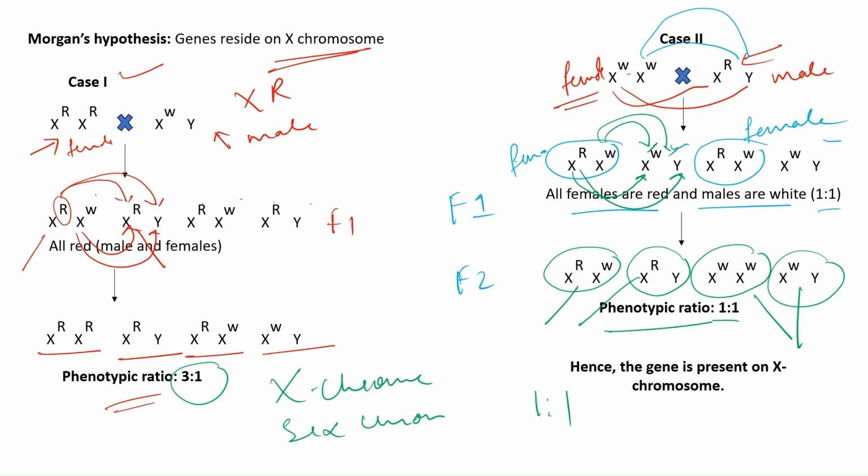Now how can we say it is the X chromosome and not the Y chromosome? If the character is getting transferred from mother to son, then it has to be on the X chromosome, because mother means female, and females don't have the Y chromosome.